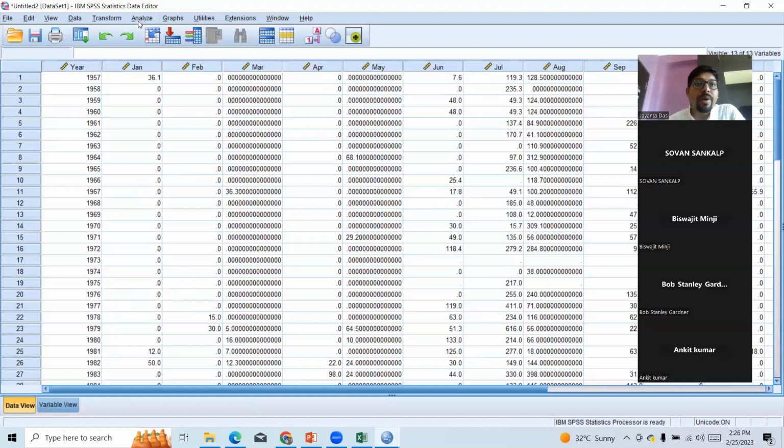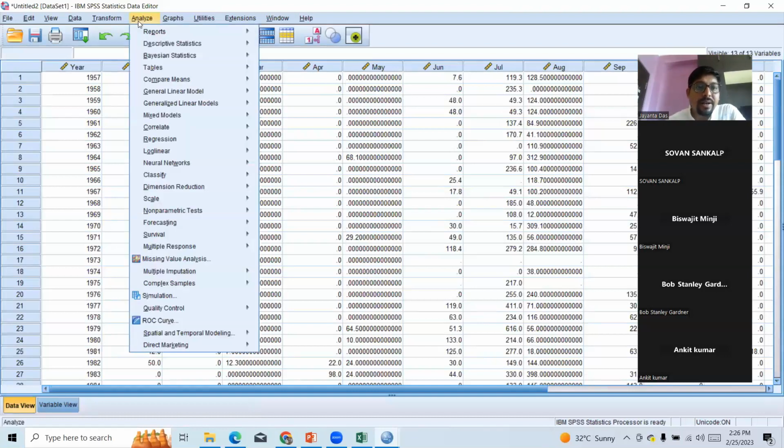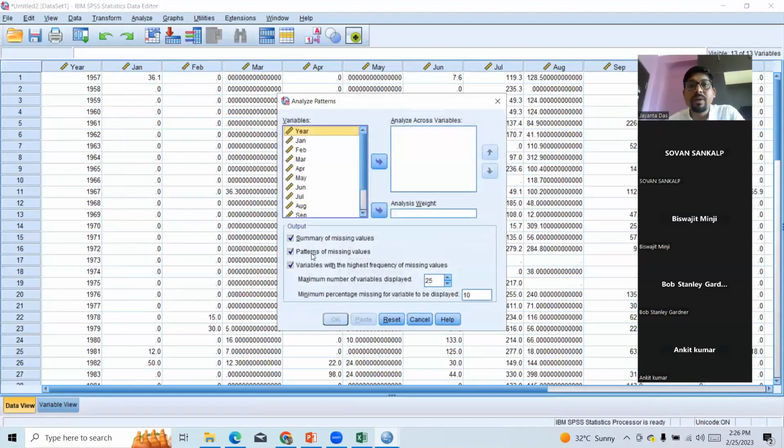So now go to the Analyze tab. Here, directly go to Multiple Imputation. You can see Analyze Patterns, an overview of analysis patterns. Select the first one, January. Press the Shift button and click December, and see this button. Click on that. Okay. Nothing to do.